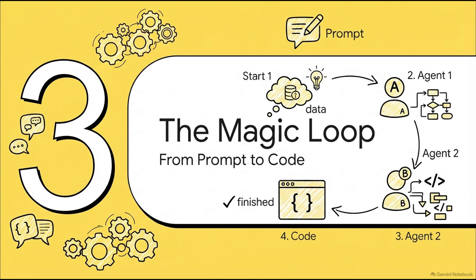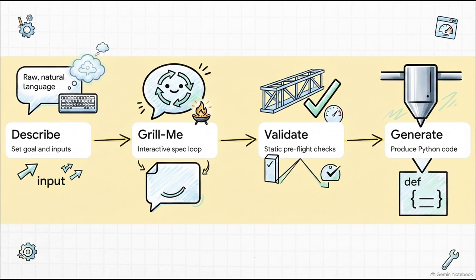Moving right along to the 4-step magic loop, taking us from a simple prompt all the way to finished code. Let's trace the journey your prompt actually takes here. It operates a lot like a high-tech factory assembly line. First, raw, natural language comes in at the start. You just define your goal and your inputs. Simple enough. Then, that raw intent gets fed into an interactive feedback loop to relentlessly refine it. Next up, it hits the structural integrity test, running through extensive static pre-flight checks. And finally, out the other end comes ironclad generated Python code.